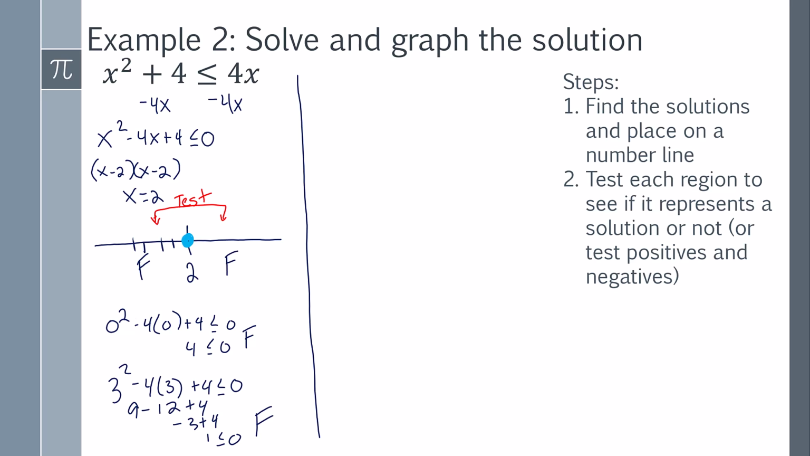So my answer is actually only this 2, because it's the only thing that's shaded in or closed circle. What I'm saying is that 2 is the only value that's less than or equal to 0.